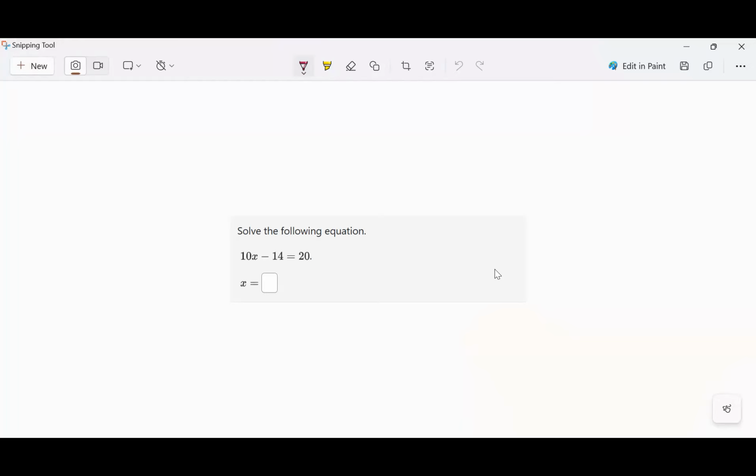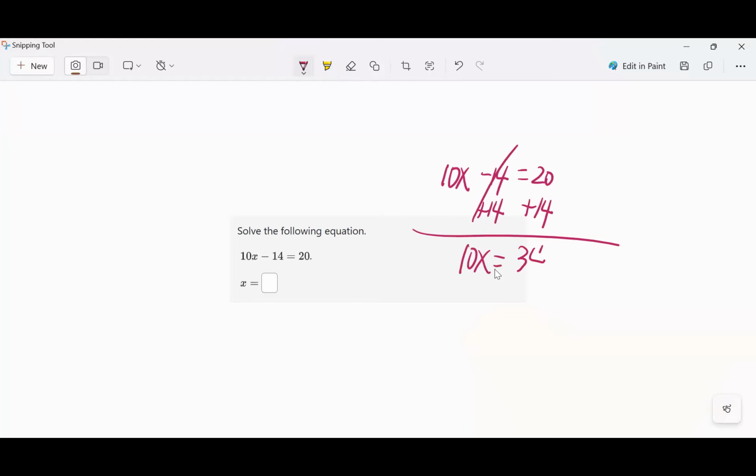Okay, let's go over the solution. So for this question, first of all, we're going to get rid of the 14 on the left by adding 14 to both sides of the equation. So we cancel the 14, and 10x equals 20 plus 14, which is 34. I'll divide both sides of the equation by 10. I'll cancel that, and x equals 34 over 10.